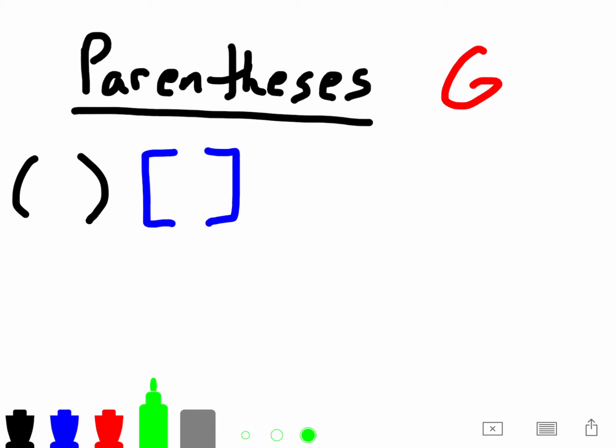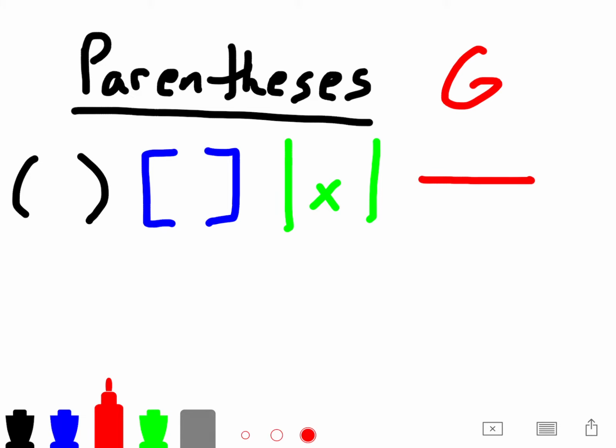But we also have absolute value signs. Remember that absolute value signs make positive whatever's inside the absolute value sign. So if x is -4, it comes out as a +4. Because absolute value is actually referring to distance, how far something is, or how far away it is on the number line. So we have parentheses, brackets, absolute values, but we also have things like fraction lines.